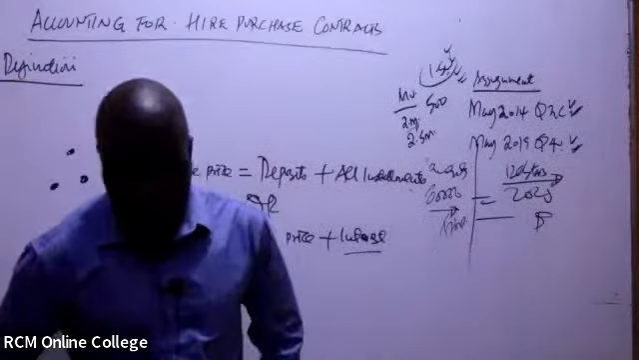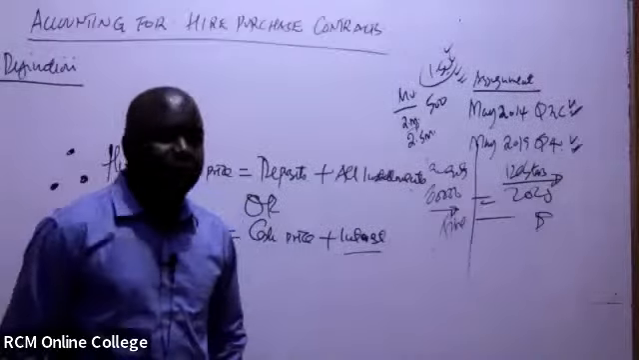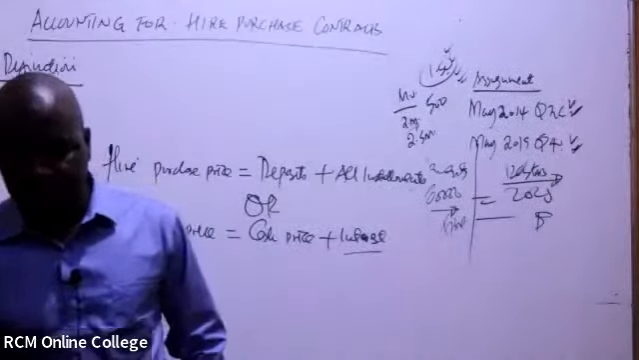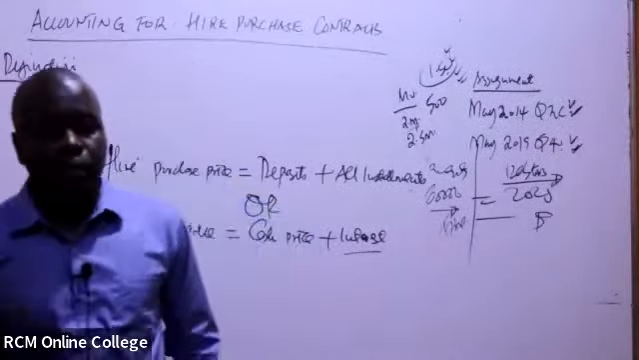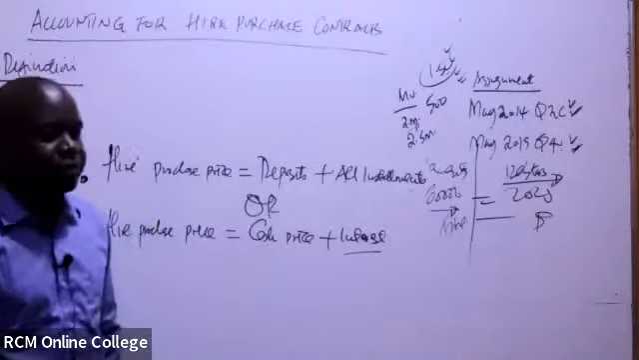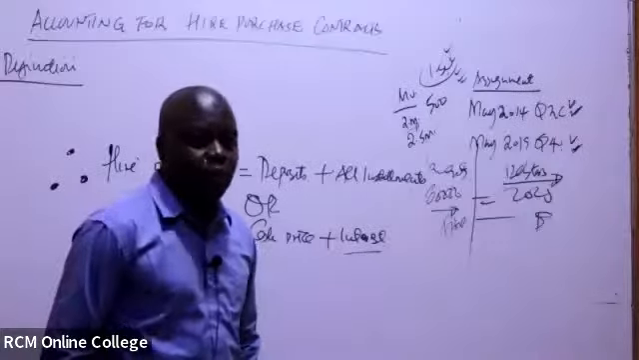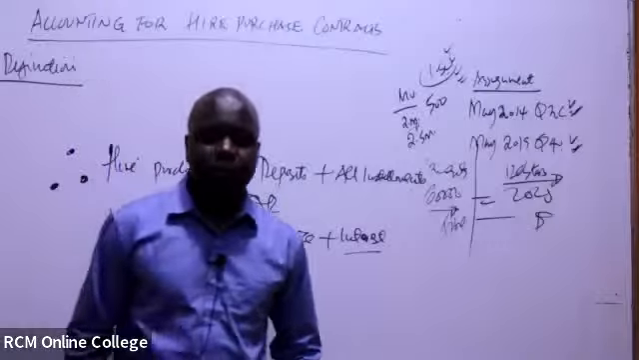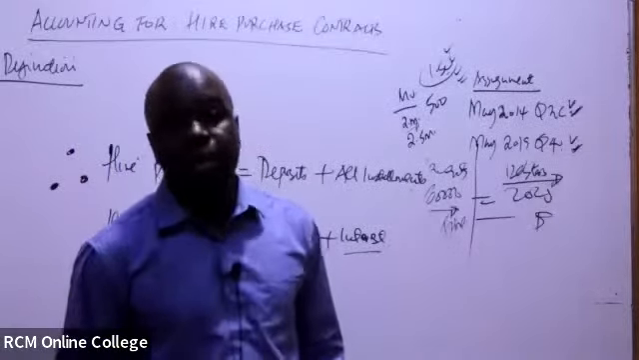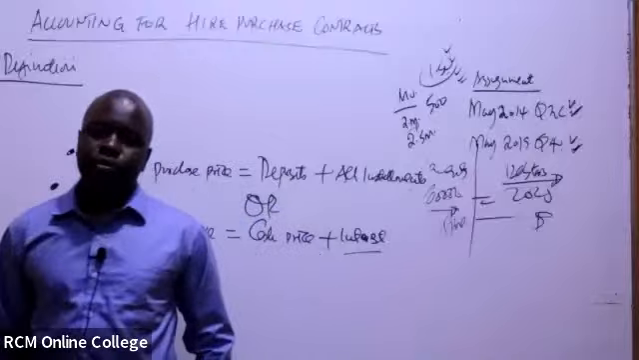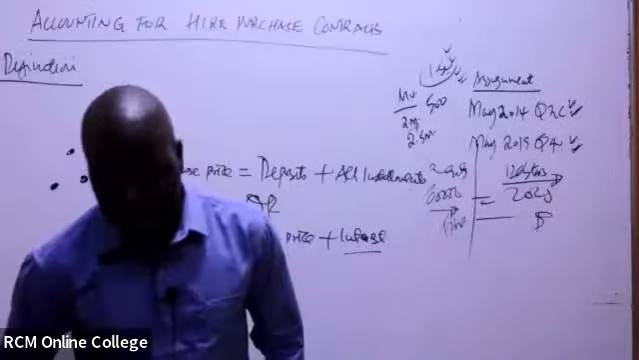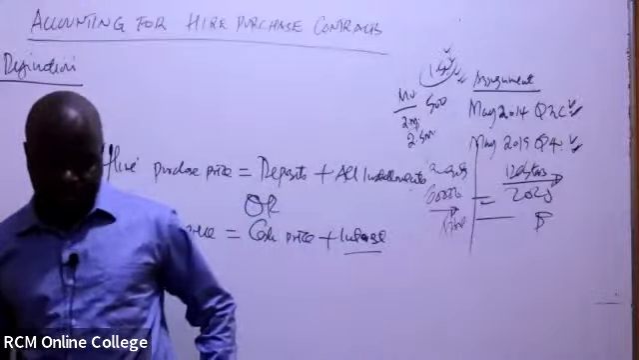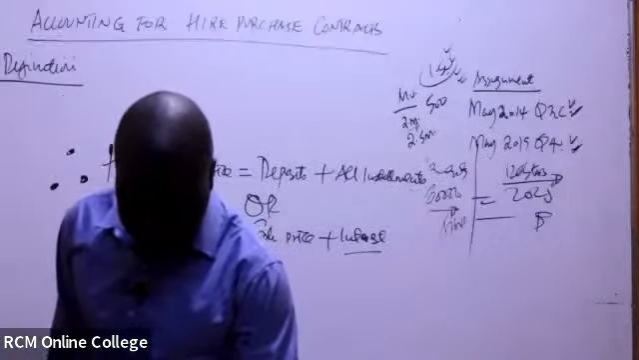You can be able to write another statement. A hire purchase transaction involves two parties, i.e., the owner of the goods and the hirer. So it normally involves two parties, the owner of the goods and, of course, what? The hirer. The owner of the goods and the hirer.